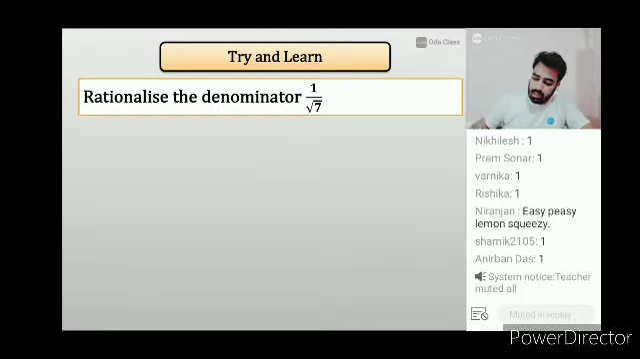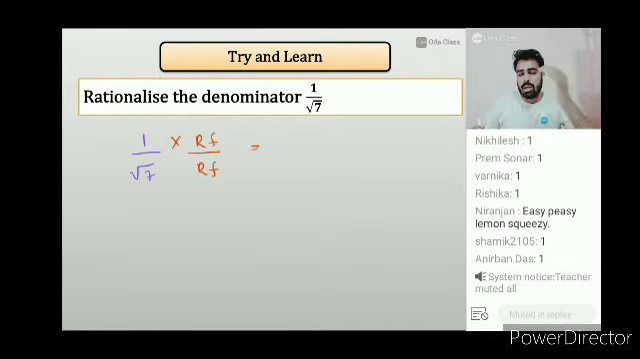How to start it? Suppose I have this number, 1 by root 7. I want to rationalize. So what do we have to do? In the numerator and denominator, we need to multiply with the rationalizing factor. You can see that in the numerator also we are multiplying the rationalizing factor, and in the denominator also. It means that practically we are multiplying by 1 and we are not changing the value.